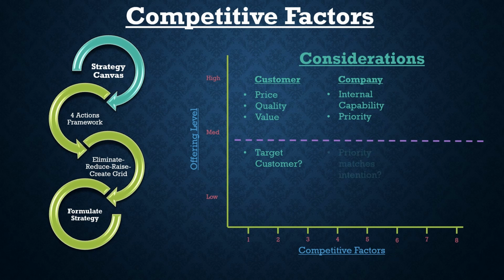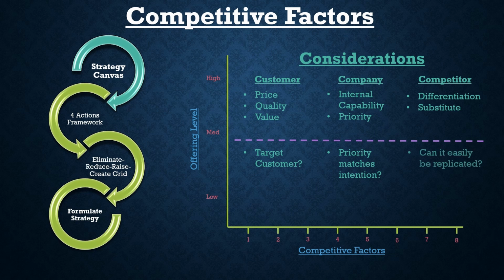Next, we consider from our own company perspective. Do we have the internal capability to compete on these factors? Which of these would be our priority? And on that basis, does priority match our intention? And finally, we consider from our competitor perspective. Can we differentiate ourselves? Can we substitute their products or services? And on that basis, can this be easily replicated?